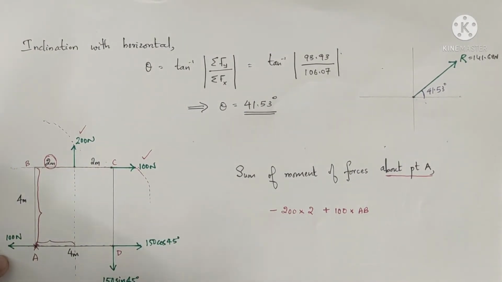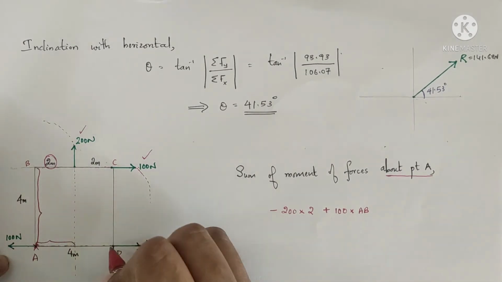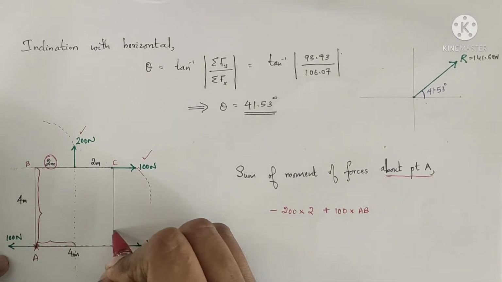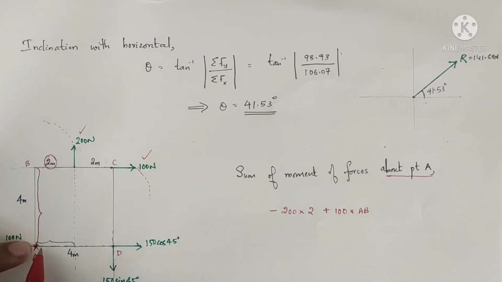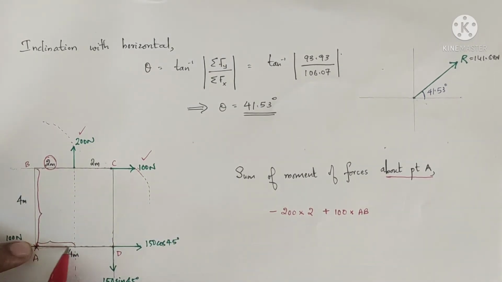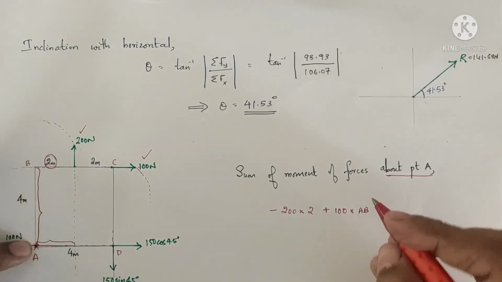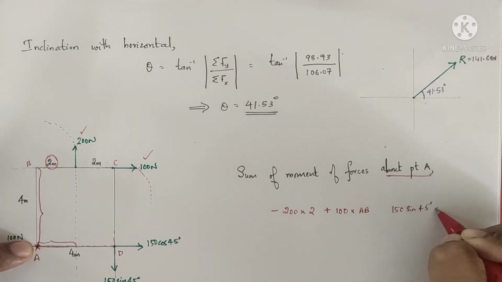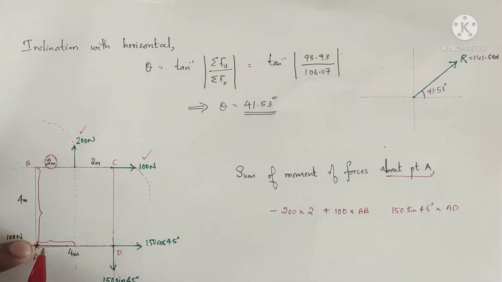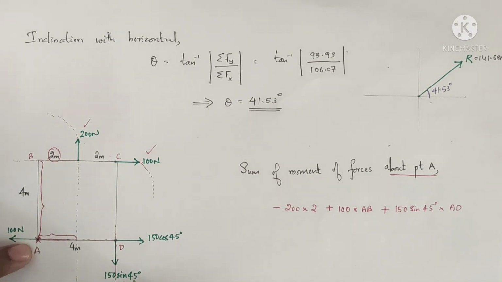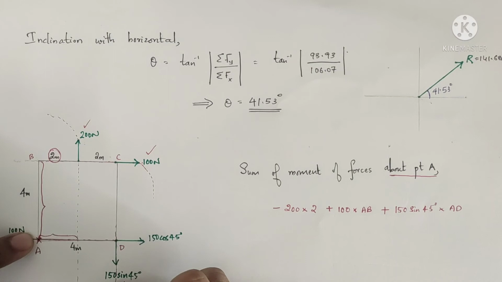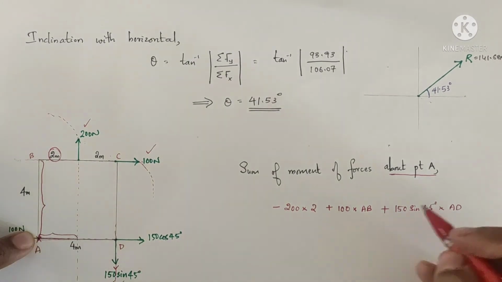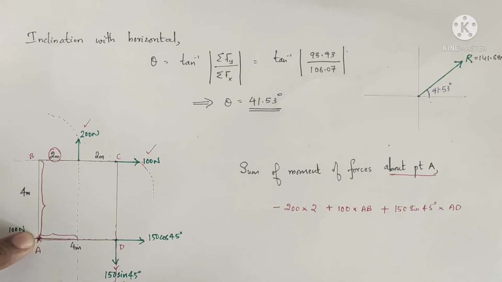Now we have remaining, this force is done, 200 Newton is done. Now remaining is this force, 150 sine 45 degree. So between this force, 150 sine 45 degree and the point A, this is the distance. The perpendicular distance is AD. So that is 150 sine 45 degree into AD is the distance. 150 sine 45 degree with respect to point A is acting in the clockwise direction, right? So that is plus 150 sine 45 into AD.